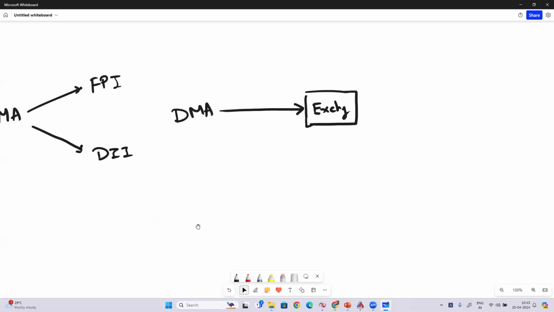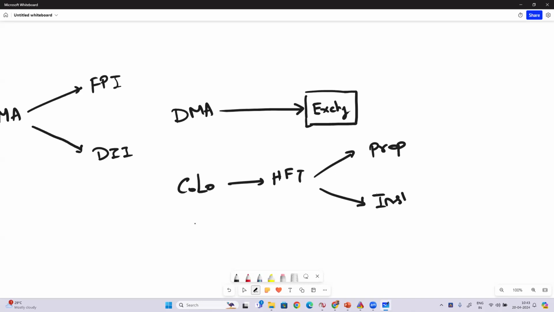And then finally, we have co-location. So co-location, who uses colo? Colo is mostly used by high frequency traders, HFT players. HFT players can be prop traders, or even institutions also. When it comes to the Indian market, I don't think mutual funds are allowed to do HFT. So only prop traders are the ones who mostly dominate the co-location space.